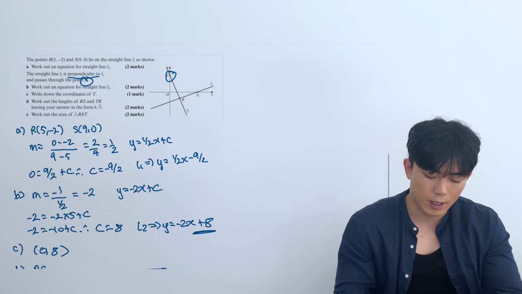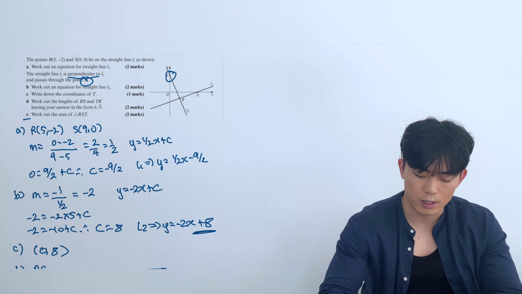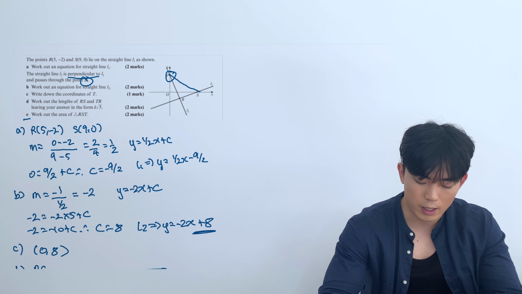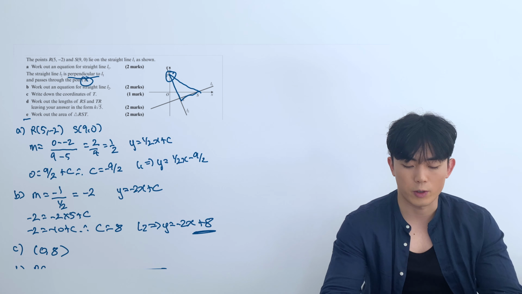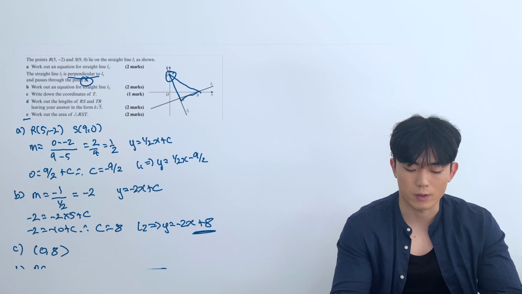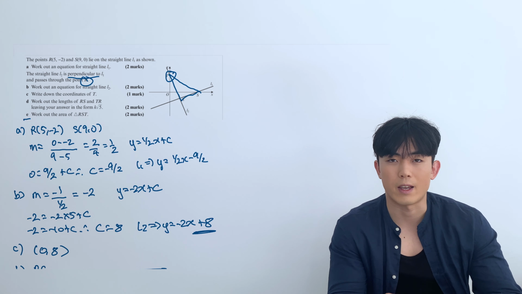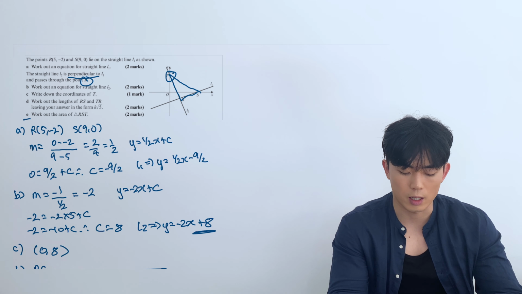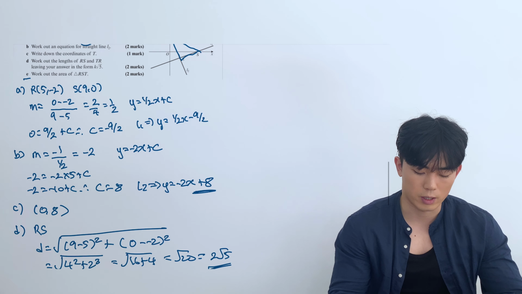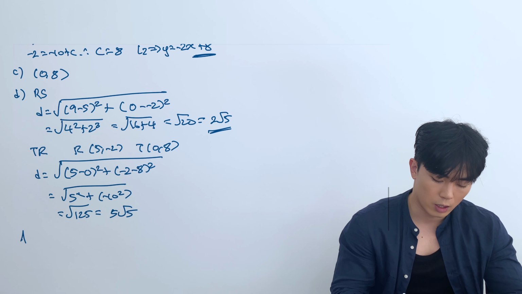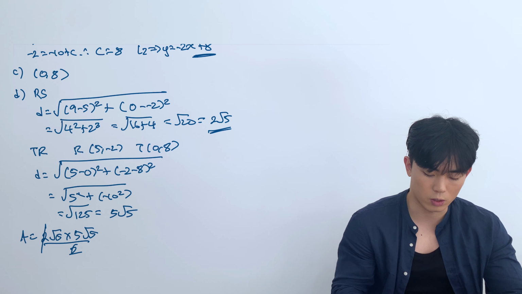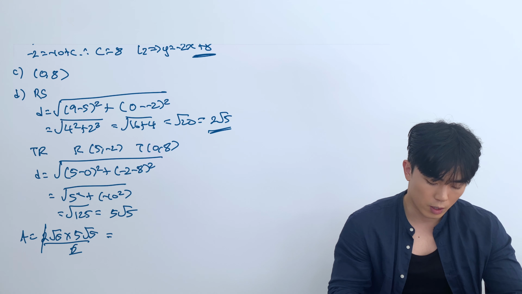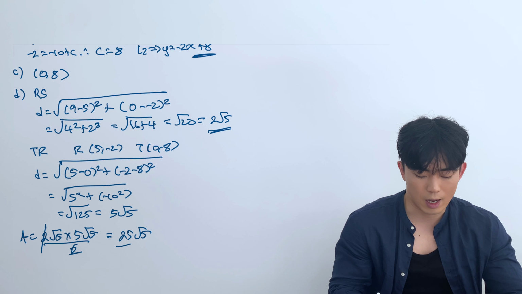And then finally in E, they asked us to find the area of RST. So RST is actually going to be a triangle. And for a triangle, it's just height times base divided by 2, right? So that's why they've asked us to find the lengths previously. Because the height will be RT, and the base will be RS, right? So we can say the area is equal to 2 root 5 times 5 root 5 divided by 2. So we cancel, which will give us 25 root 5 as the area.